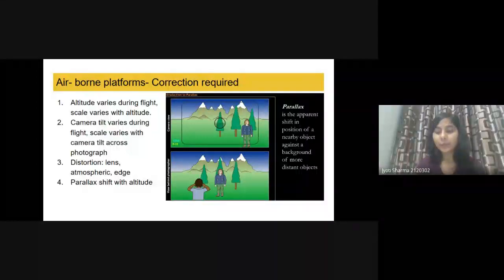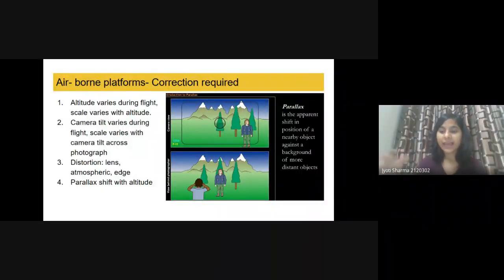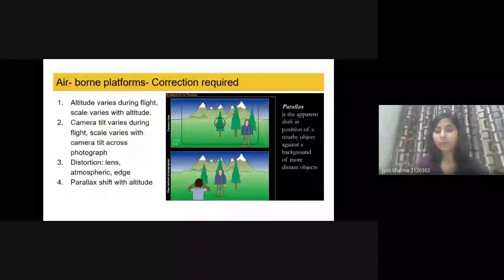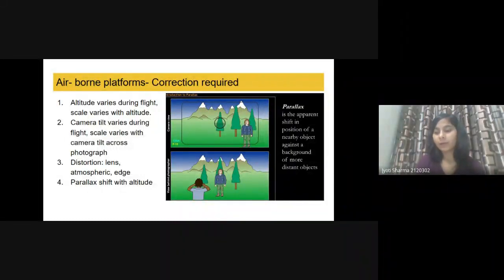Okay, as I told you, because of this angle, because of the height, because of the altitude, the image may be distorted. And if we are taking an image from a satellite, or let's say from drones or aircraft, then this image has to be corrected before using it. Okay, so as I already told you, with the elevation and the camera tilt, scale changes. The important thing there is the parallax shift with the altitude.